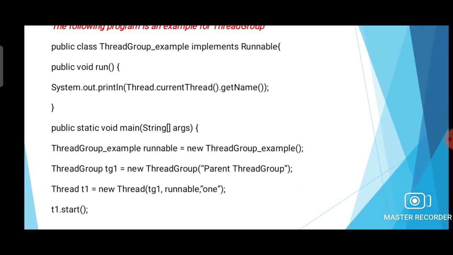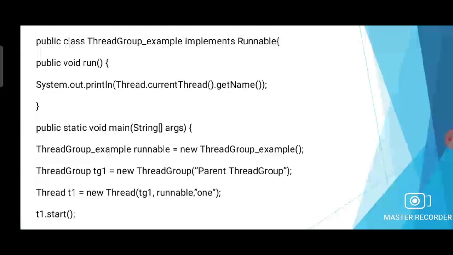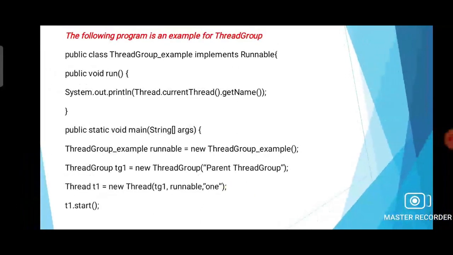So when we create the thread, we have given 3 parameters. First one is the object name of the thread group, that is tg1. Second one is the object of the class under which this particular thread is created. Third one is the name of the thread.